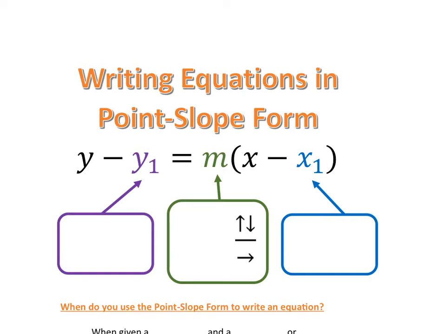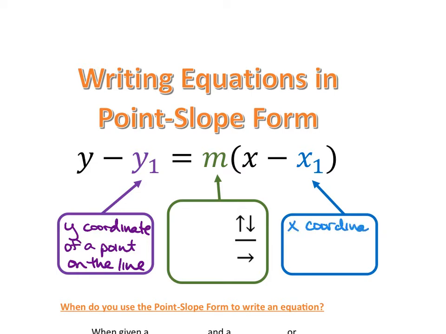So this equation, y minus y1 equal to m times x minus x1, all you have to fill in is the three highlighted letters here. The y1 is going to be the y-coordinate, so the second number from any point on that graph. So the y-coordinate, or the second coordinate in an ordered pair, of a point that is on that line. Looking at the blue part at the back, the x1 is going to be the x-coordinate, so the first number in an ordered pair that is a point on that line.